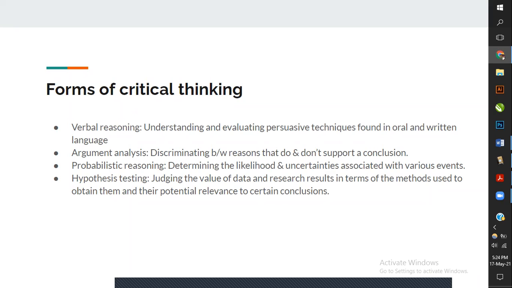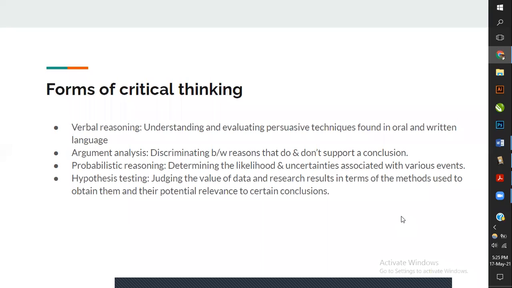So if we look at verbal reasoning, these individuals will have their own way of expressing themselves. So we have the oral language and the written language, where we will be able to understand and evaluate if these individuals are using persuasive techniques. Now, for the argument analysis, as you can see, it might be found within verbal reasoning, where we will be discriminating between reasons that do or may not support a conclusion.